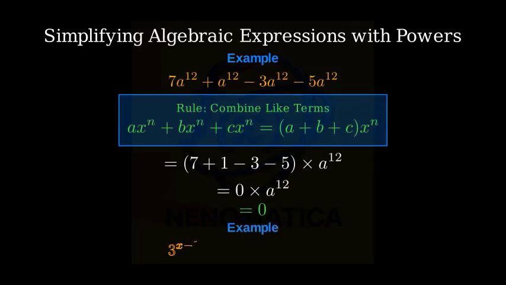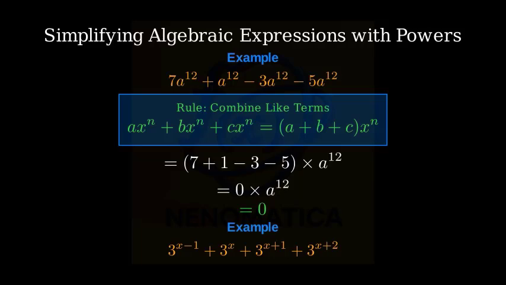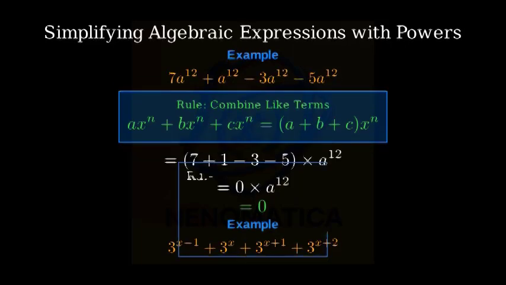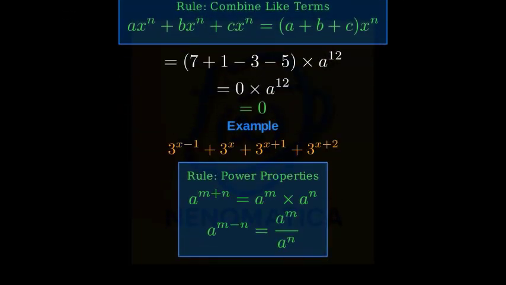Now, let's move to our second example. Here we need to simplify 3^(x-1) + 3^x + 3^(x+1) + 3^(x+2). For this problem, we'll use the properties of exponents to express each term in relation to 3^x. Let's review the relevant rules.